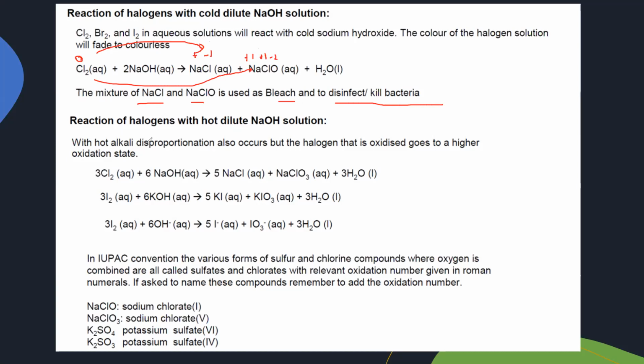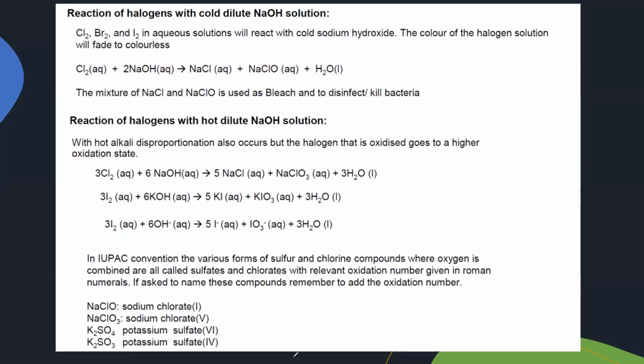We observe that the hot alkali will cause a greater change in oxidation number. As you can see, chlorine is 0, here chlorine is -1, but in NaClO3, what is the oxidation number? One oxygen is -2, so 3 oxygen will be -6. Sodium is group 1, +1, so chlorine is +5. So chlorine 0 changing to -1 is reduction, 0 changing to +5 is oxidation. So a greater change in oxidation number, or higher oxidation state, occurs when it reacts with hot dilute sodium hydroxide.